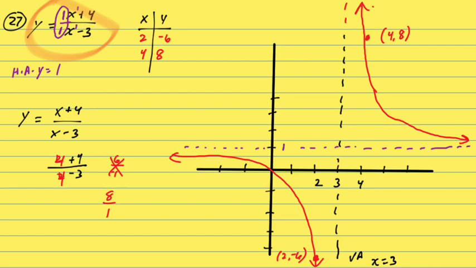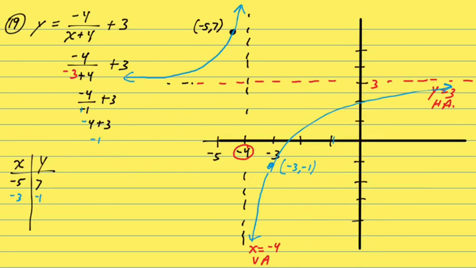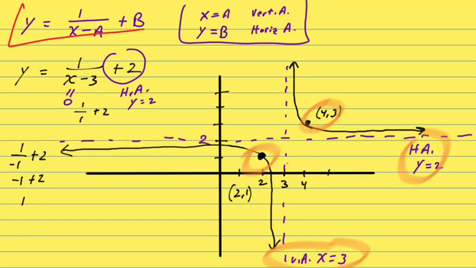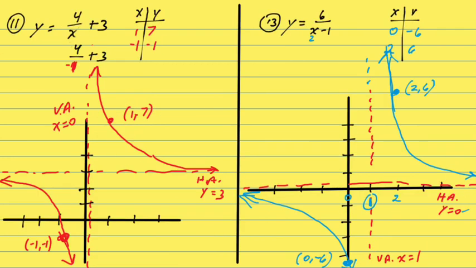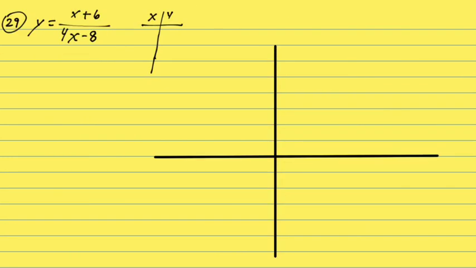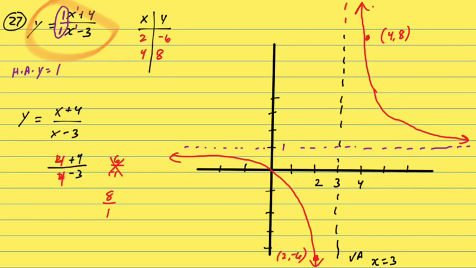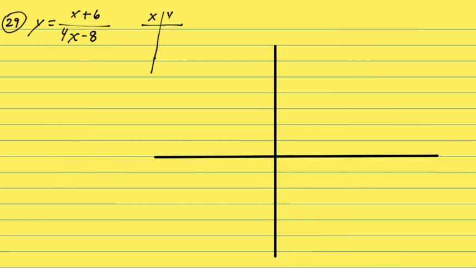Now what makes this one different? It's not in this form. You don't have the plus b at the end. They just write it all as a single fraction. So you have to know your rules to get your horizontal asymptotes. Okay, on to number 29.